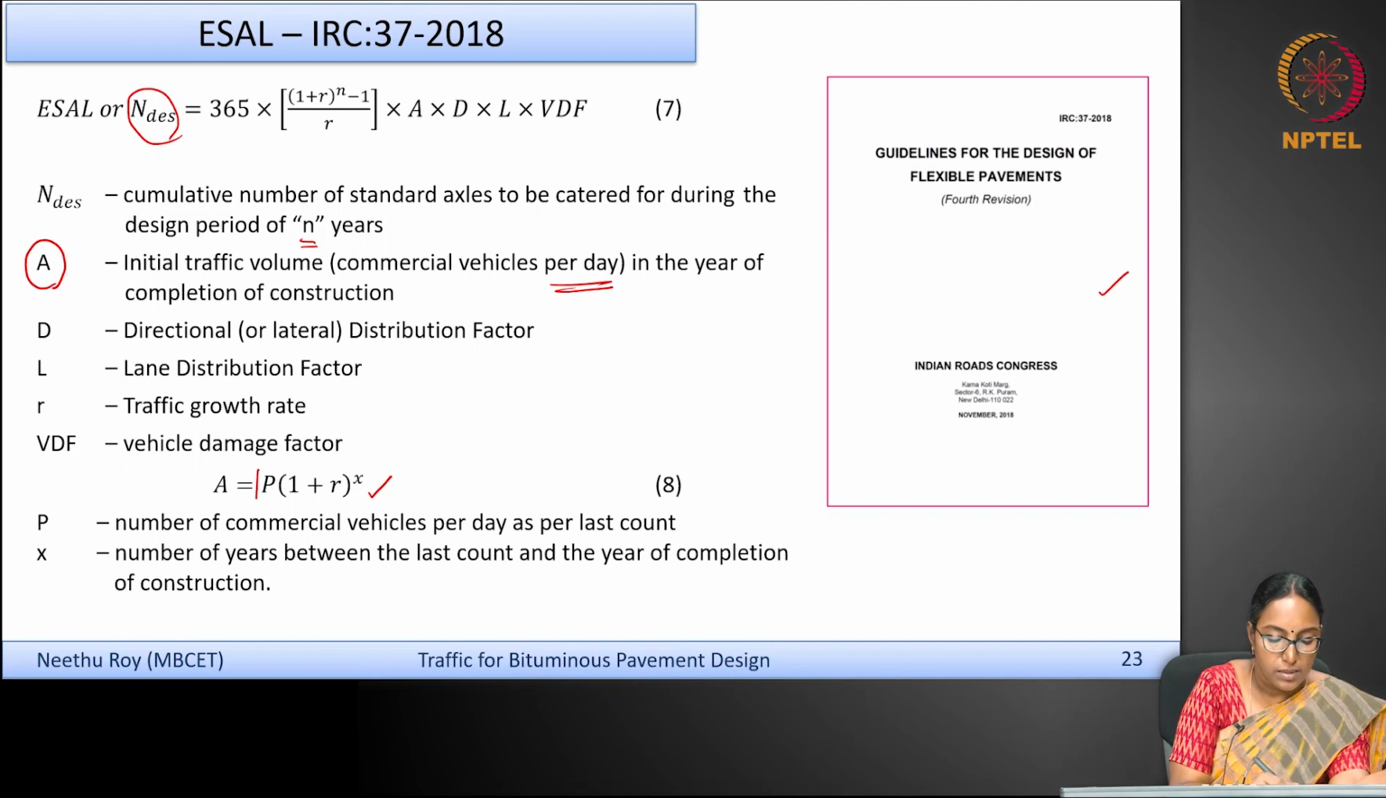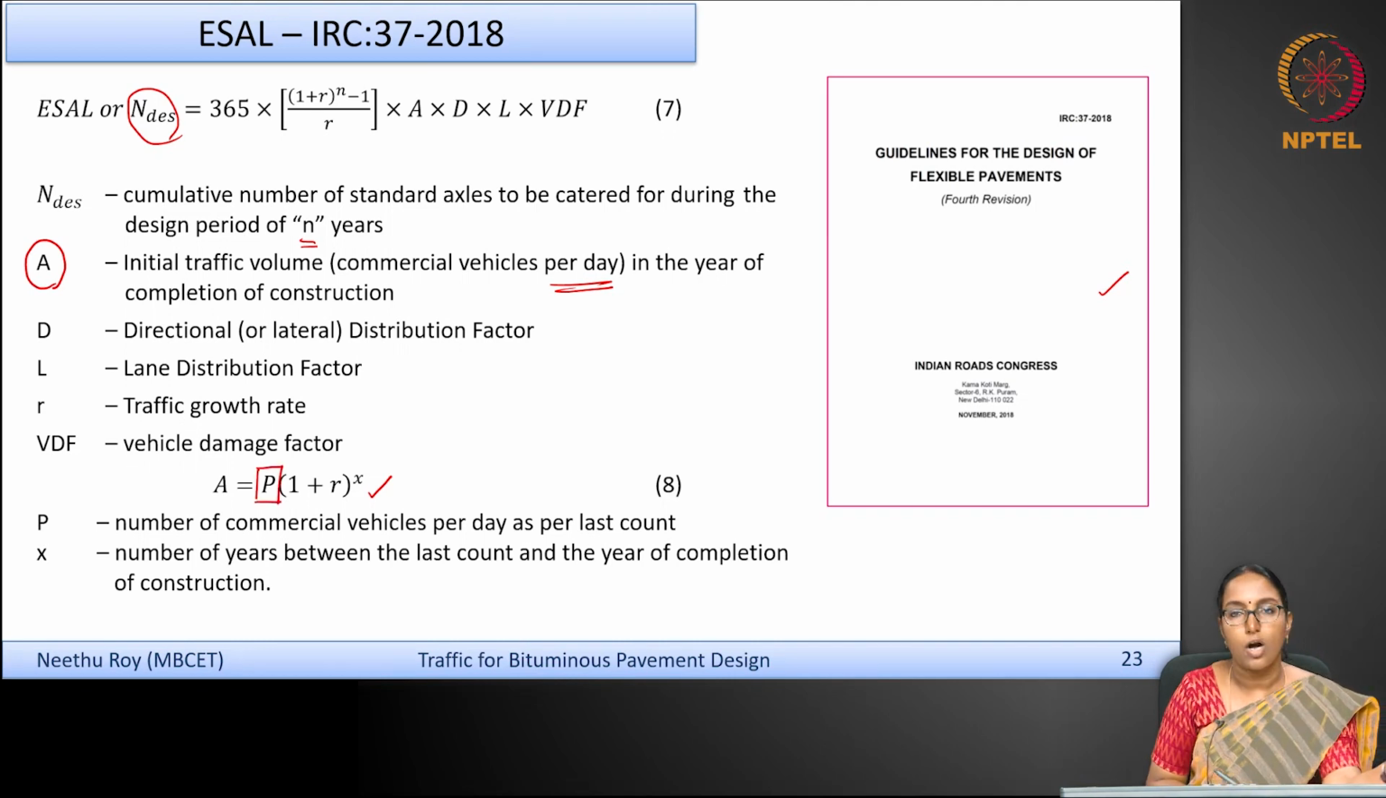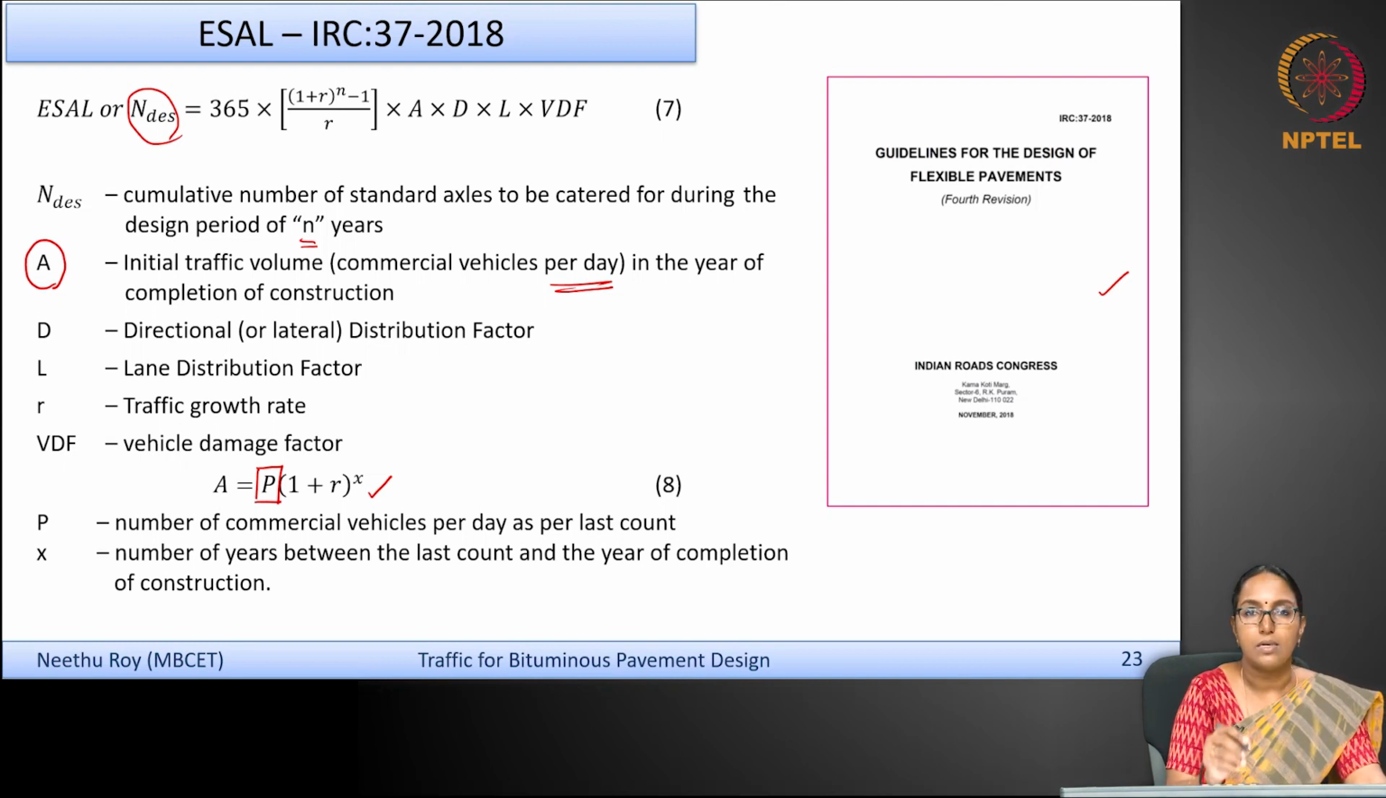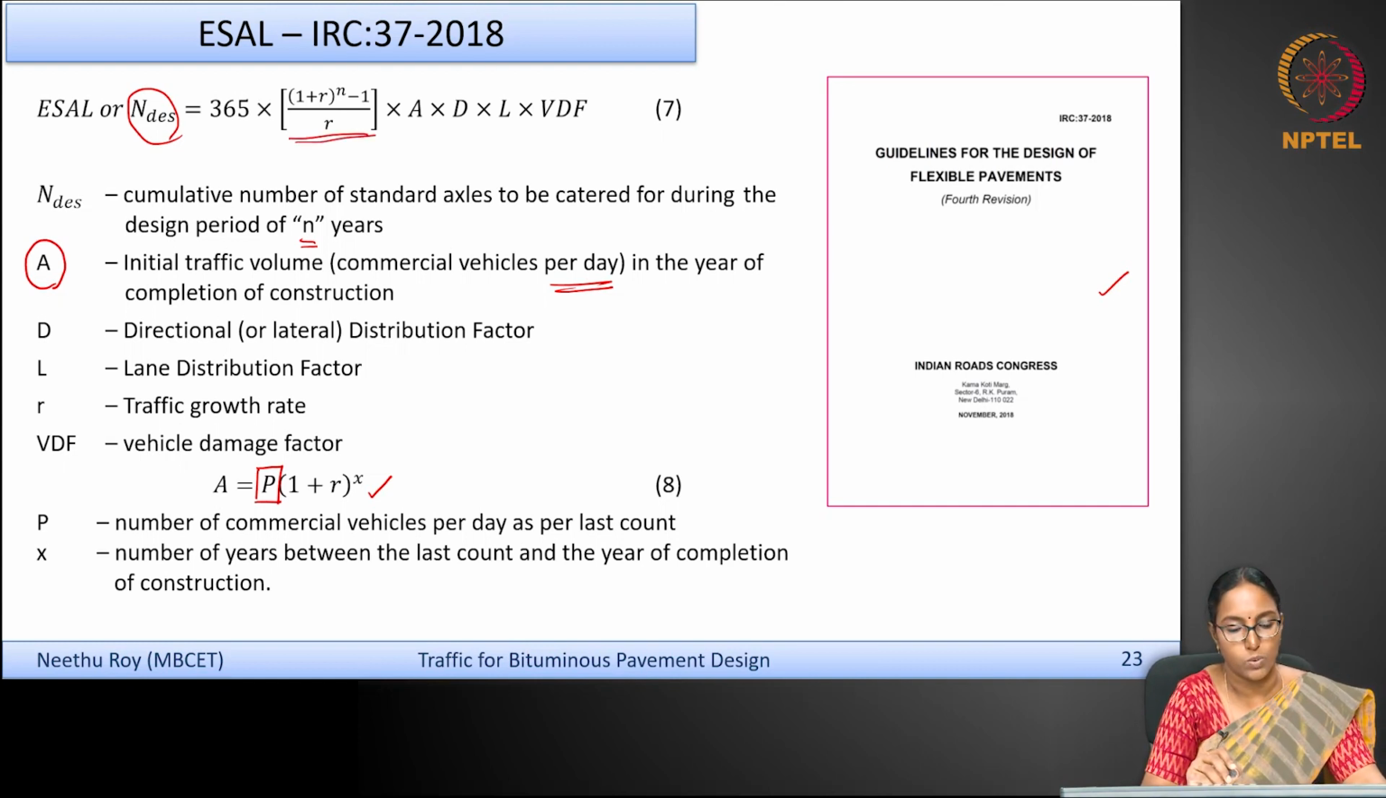So, P is the traffic that is measured on any particular day, or the last count that you have taken, into (1 plus r) raised to x, where r is the growth rate and x is the number of years between the time this count is taken and the year of completion of the pavement construction or the year when the pavement is open to traffic. So, you will get A, that is the initial traffic on the new pavement, and then for projecting it to a future date after n years, you get this growth factor, which is ((1 plus r) raised to n minus 1) by r.